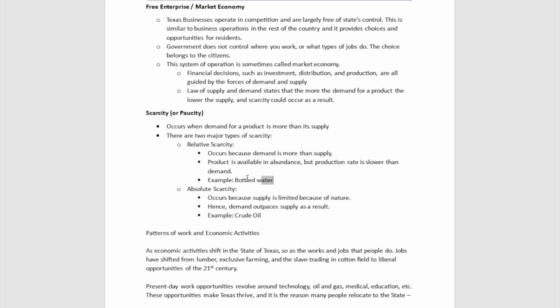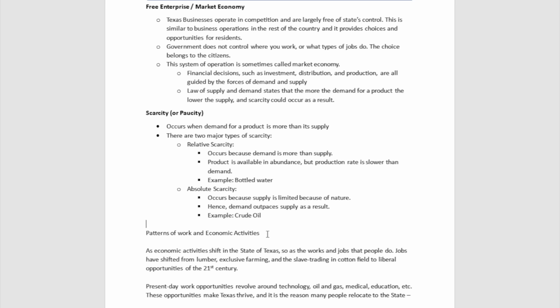Over here, for example, bottled water. Water is not limited in nature, but bottled water may be relatively scarce if the production of bottled water is slower than its demand. But over here, what about crude oil? Well, if demand outpaces the supply, crude oil is going to be in short supply, typically because there are declining reserves of crude oil all over the world. So there's a limited amount of crude oil in nature, so there may be absolute scarcity of crude oil at some time in the future.